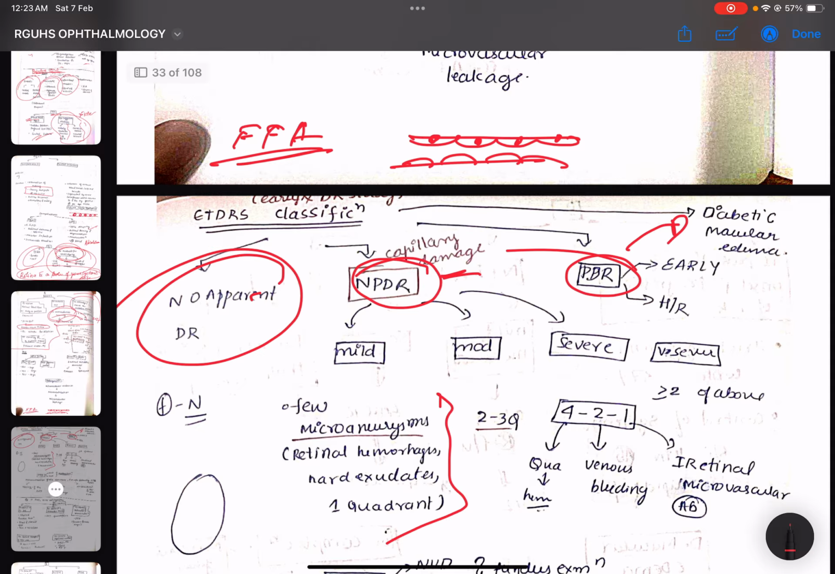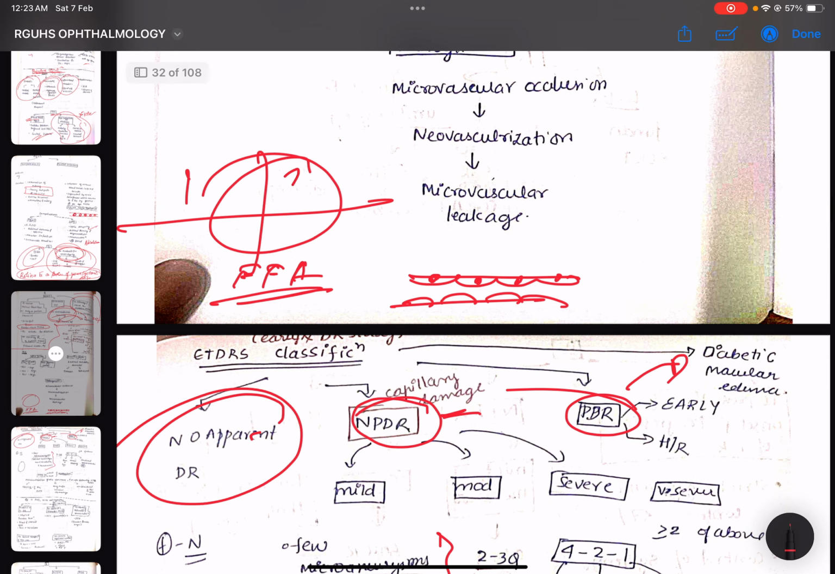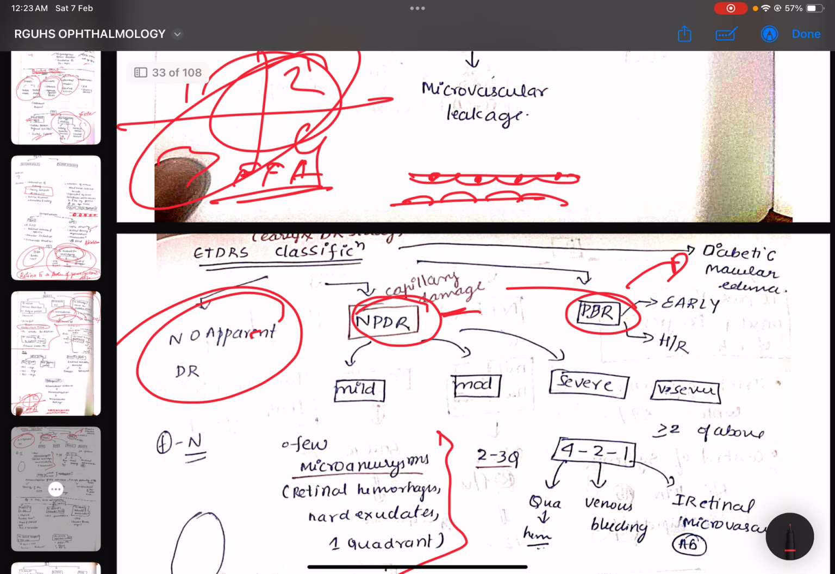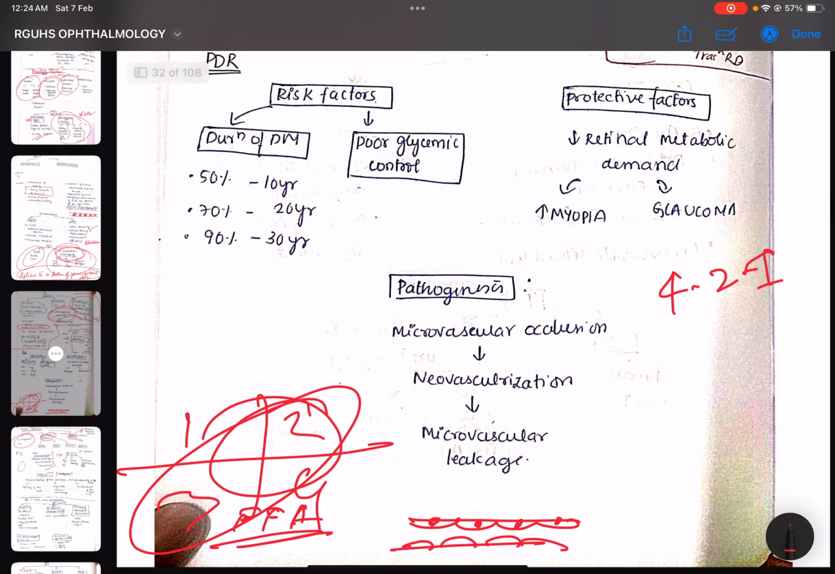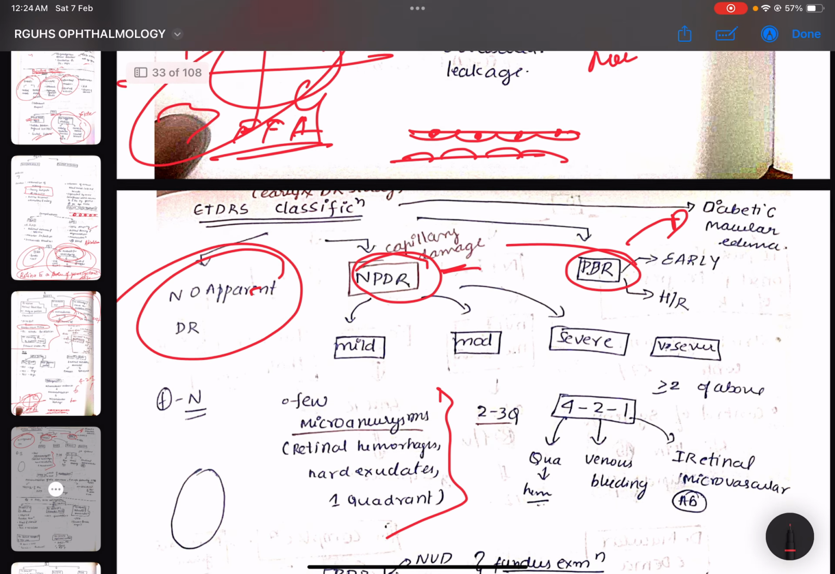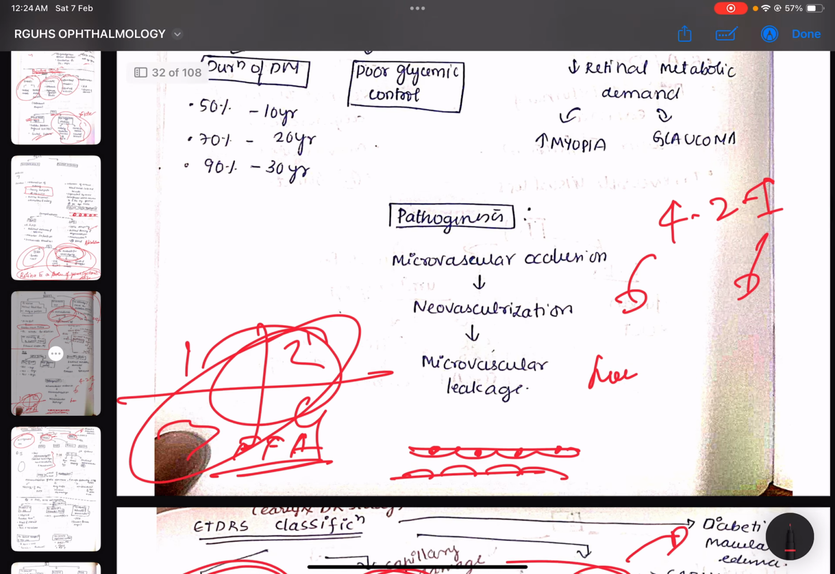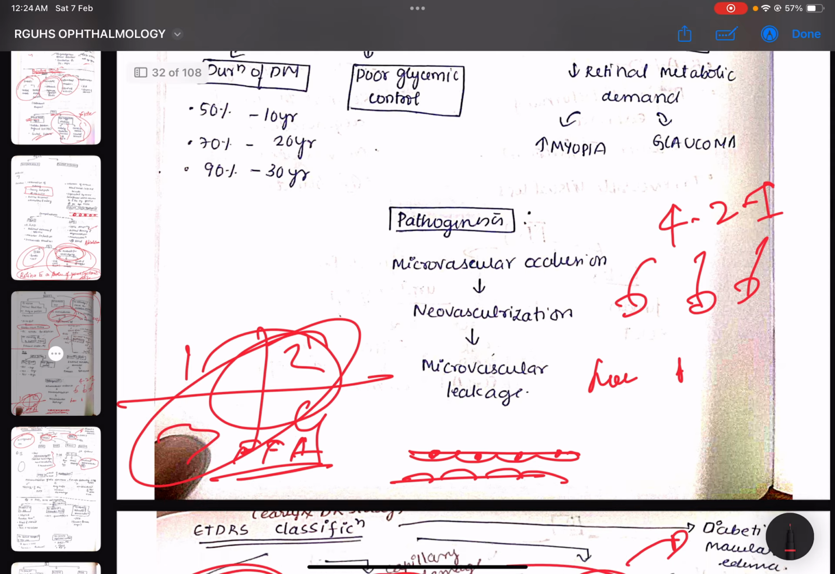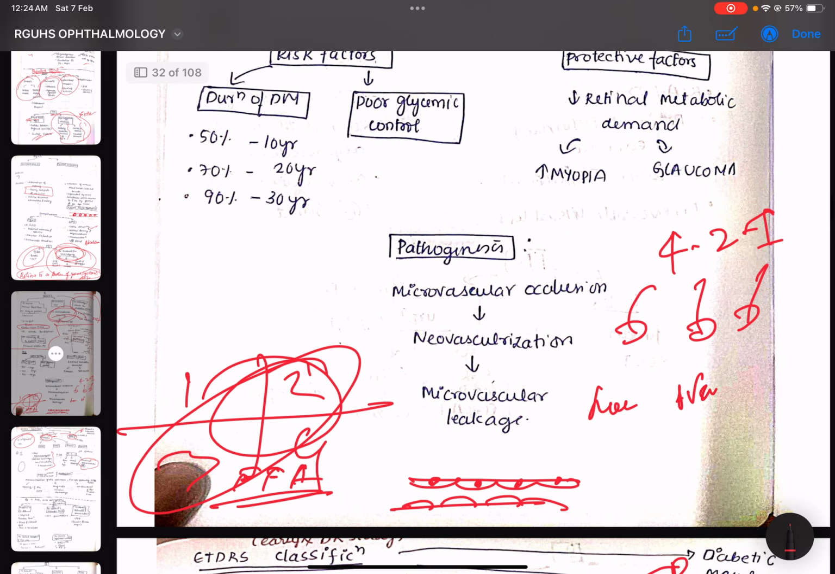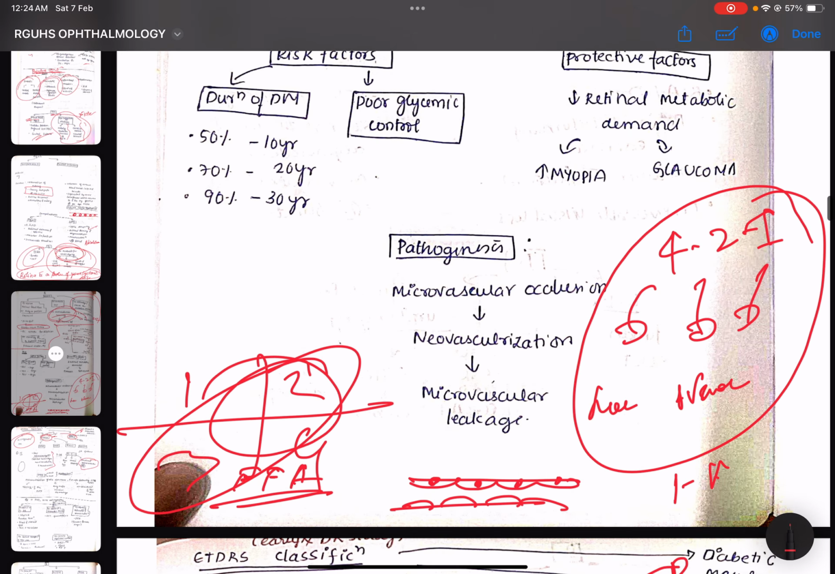In moderate disease, the same thing happens in 2 to 3 quadrants. Obviously, if this is a circle, how many quadrants? 1, 2, 3, 4. If it's happening in 2 to 3 quadrants, it's called moderate. But for classifying it as severe and very severe, we have something called the 4-2-1 rule. What does the rule say? 4 quadrants of hemorrhage, 2 quadrants of venous beading, and 1 quadrant of intraretinal microvascular abnormality. If it's just one, then it's severe. If it's 2 or more, then it's very severe.